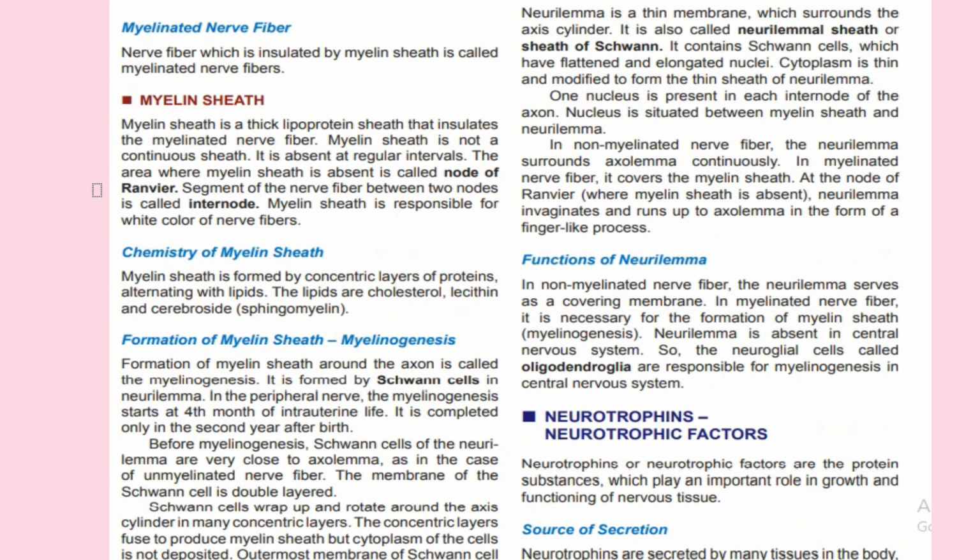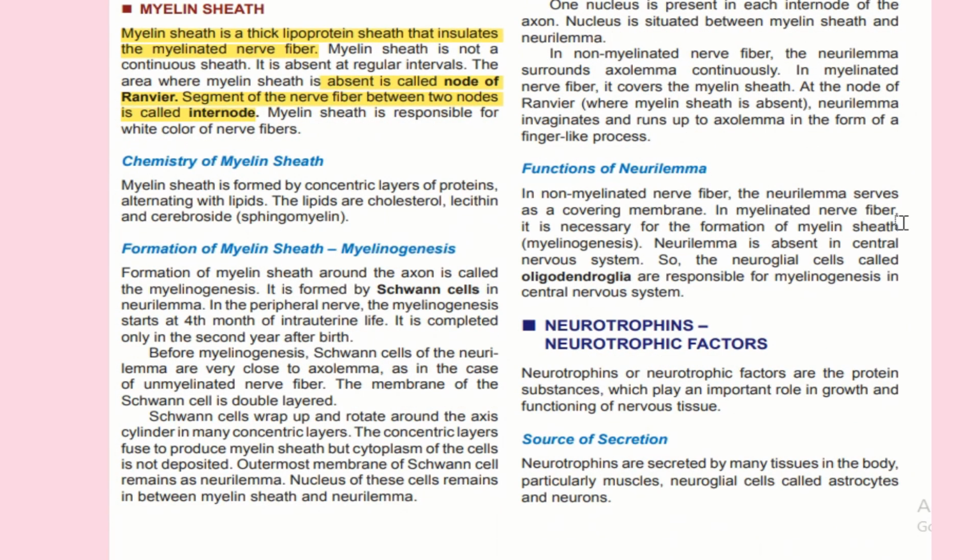So about the myelin sheath, it is a thick lipoprotein sheath which insulates the myelinated nerve fiber. The area where the myelin sheath is absent is called the node of Ranvier. The segment of the nerve fiber between two nodes is known as the internode. Chemistry of myelin sheath: myelin sheath is formed by concentric layers of proteins alternating with lipids. The lipids are cholesterol, lecithin, cerebroside, or sphingomyelin.